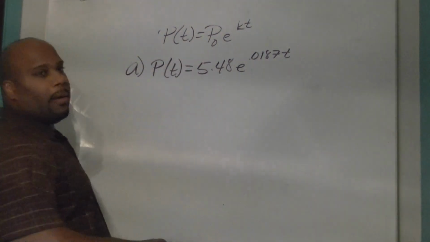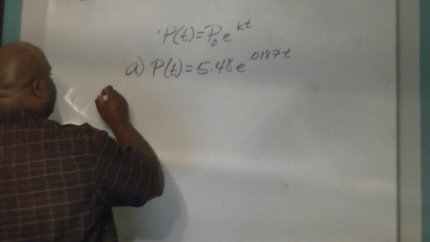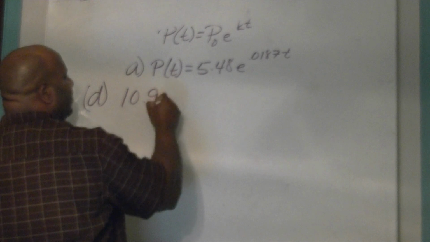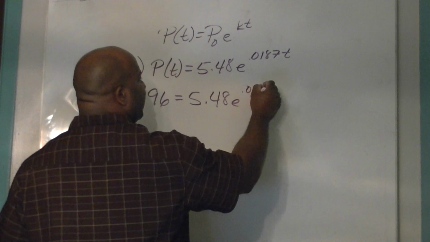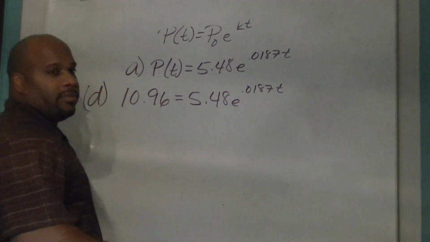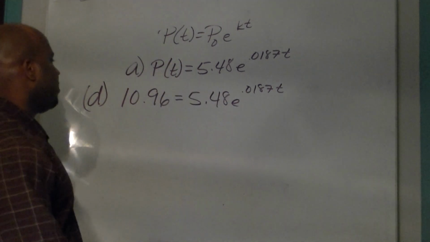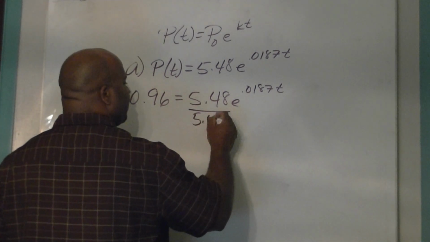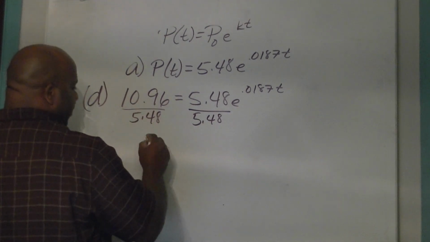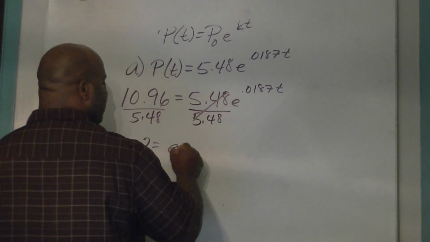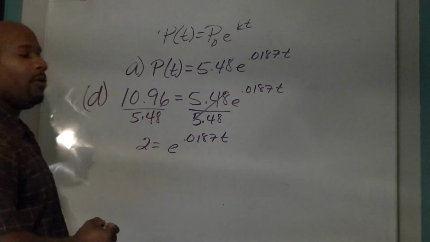Okay, so if I double my population, it's going to be 10.96. So we're going to say, for D, 10.96 equals 5.48 e to the 0.0187t. Okay, because that's double. That times 2 is 10, that times 2 is 0.96. So I'm going to divide by 5.48. And if I divide by 5.48, I better get 2. That cancels. And I got e to the 0.0187t.